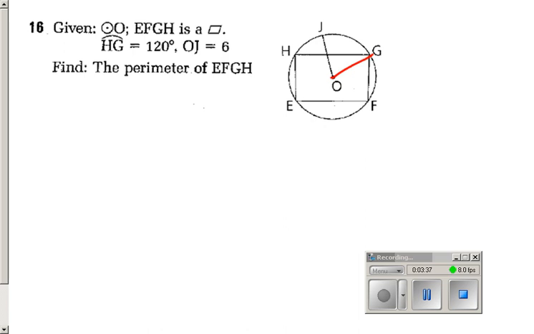So arc HG is 120. If I draw in this diagonal, I know you're like, well, why would you draw that in? Well, it's because I know if I draw that in, I can tell you that this angle is 60 because it's half of the arc. And I also know that OJ being 6 tells me that this whole diameter is 12 because the radius is 6, so each piece here is 6 and 6. Okay, so if there's any question as to why this diameter is 12, stop this and think about it and try to figure out why, but it's because the radius is 6.